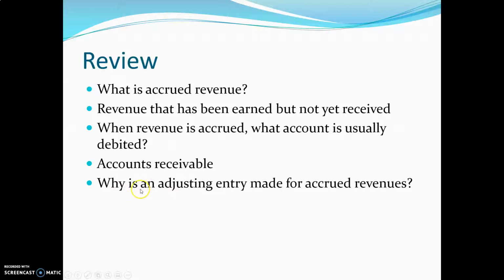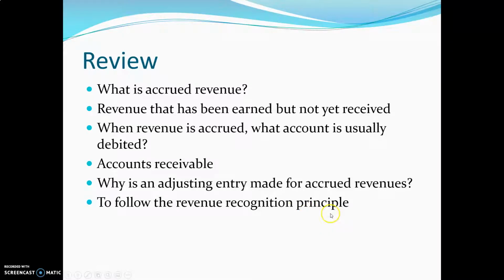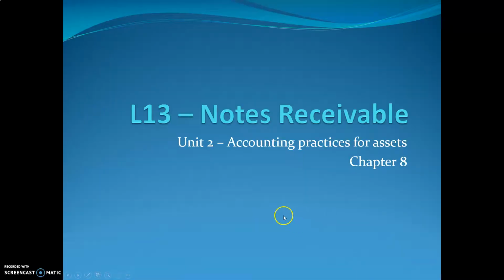Again, this is recapping things that you should have learned in Unit 1. Why is an adjusting entry made for accrued revenues? Well, we're trying to follow the revenue recognition principle. We're also trying to match it to the expenses. Forget that part. Lesson 13, we're going to Notes Receivable.